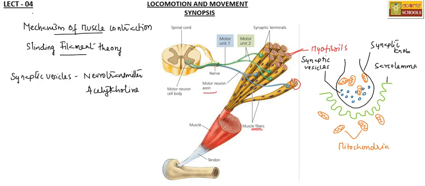You can see here that this small gap is called the synaptic cleft. So this is what we call the neuromuscular junction. Here, whatever I am showing, this is a neuromuscular junction, also called the motor end plate.